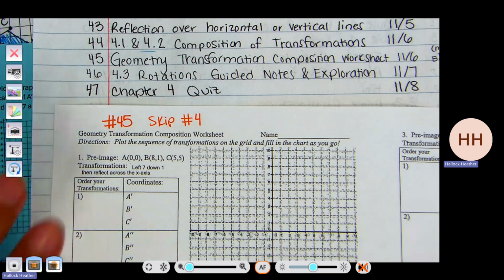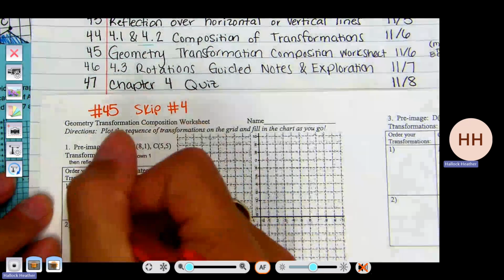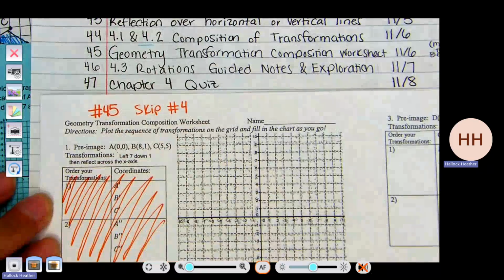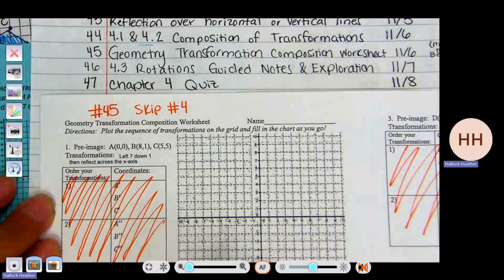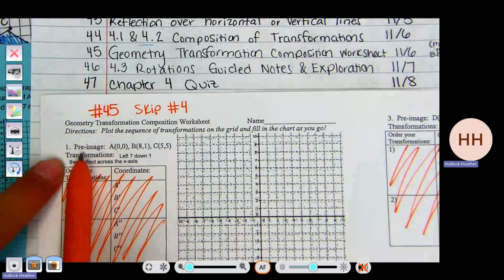So for number 1, you can scribble out these little boxes. We're not going to write the coordinate points because on the quiz, I didn't make you write the coordinate points. What I want you to worry about today is literally just making your pictures. So you can skip number 4.